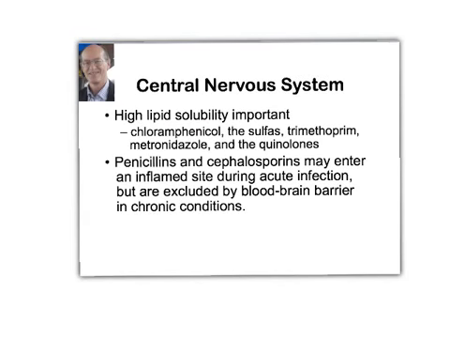Let's turn to the central nervous system. The key factor here is lipid solubility. And we generally think about those agents that are lipophilic, such as chloramphenicol, sulfas, sulfa-trimethoprim, metronidazole, and the quinolones. Of course, anytime initially in a CNS infection, there's likely to be inflammation, and inflammation will allow other drugs to get in during that infection, so the blood-brain barrier is less of an issue.